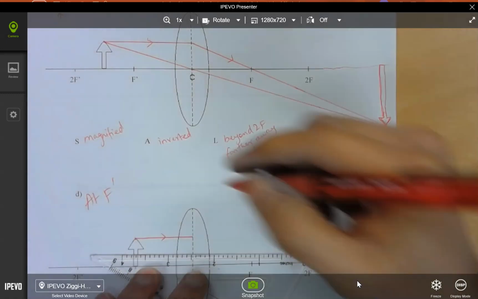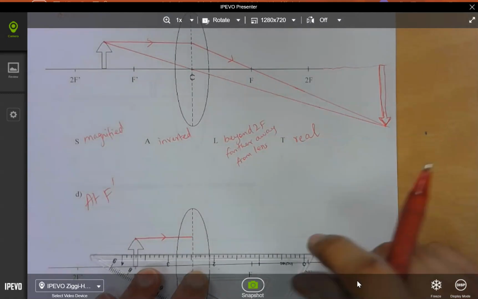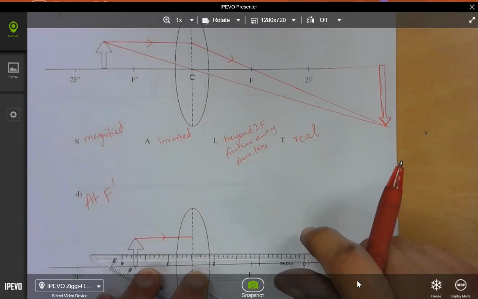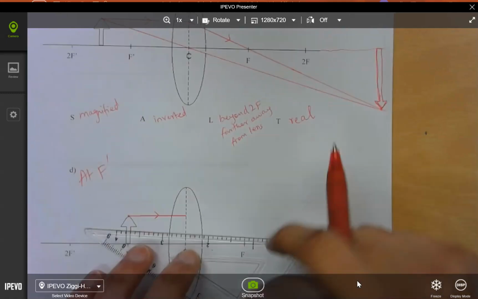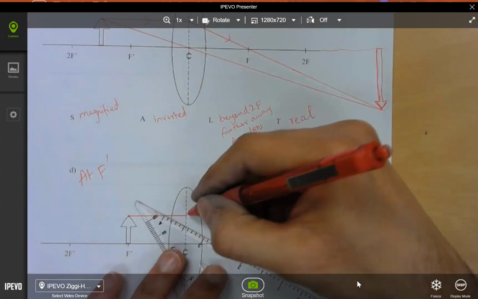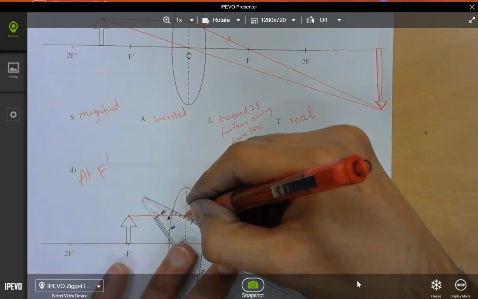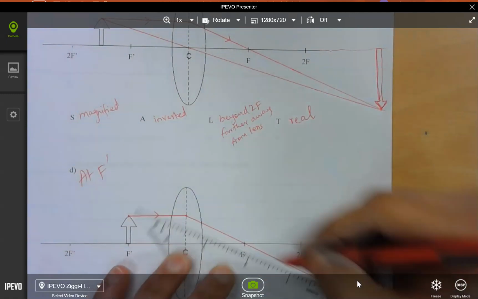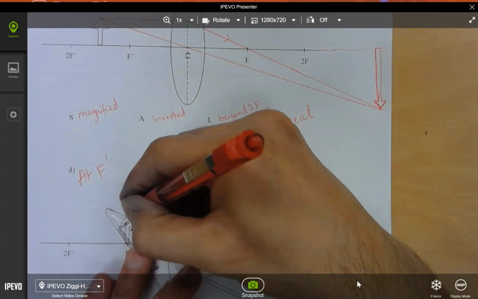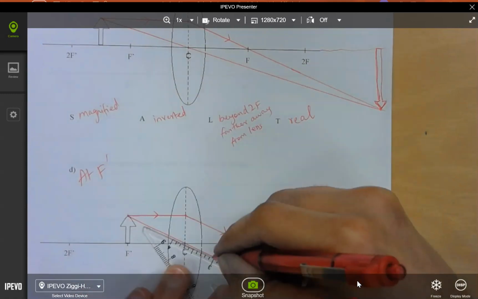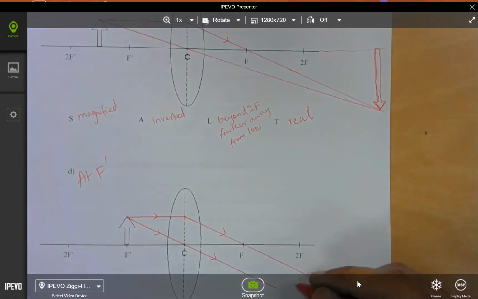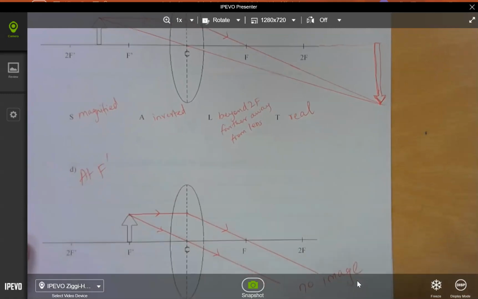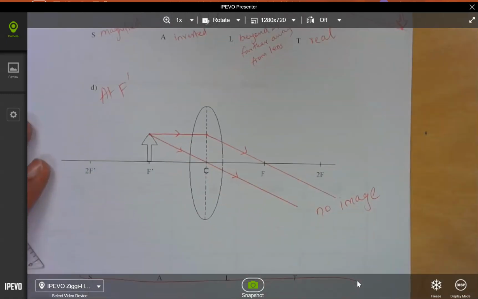Sorry if I'm going a bit fast. I want to finish this by the time class is done. The video will always be posted on YouTube, so if you do need to catch up, you can do that as well. Right, these are parallel rays, no image, so no SALT.